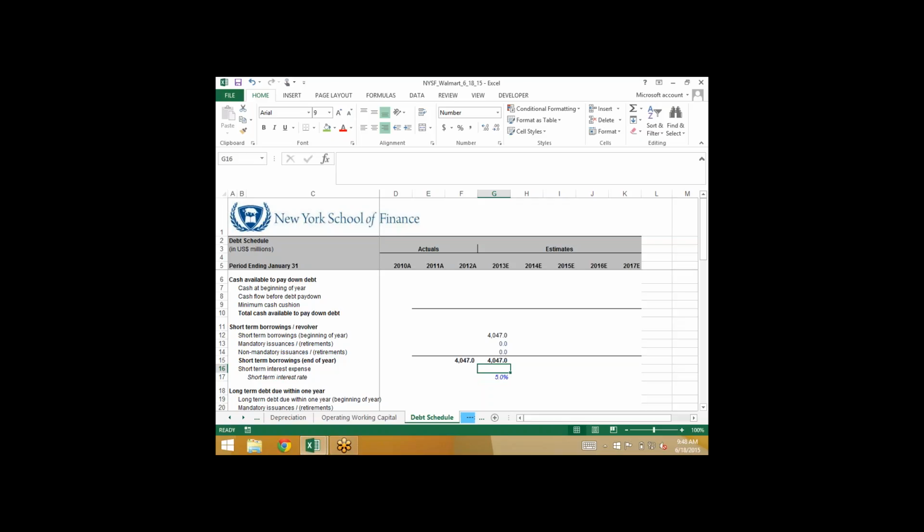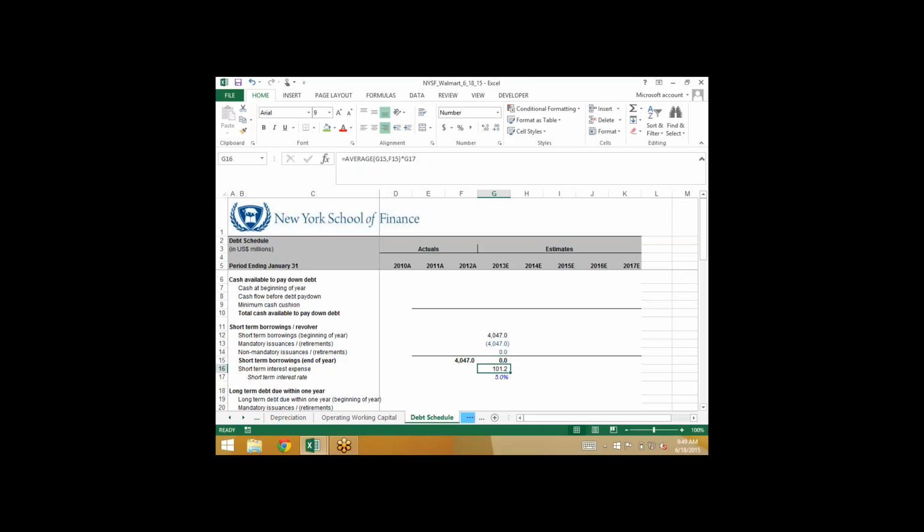And to calculate interest expense, you want to take the average of the ending balances between this year and last year times the rate. It's important to take the average because you don't know when a particular paydown or issuance has happened. So in other words, when you do that, you should get 202.4. In other words, if I want to assume I'm going to pay down all my debt, I'll have a retirement of negative 4047.